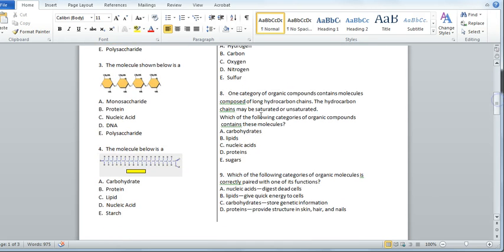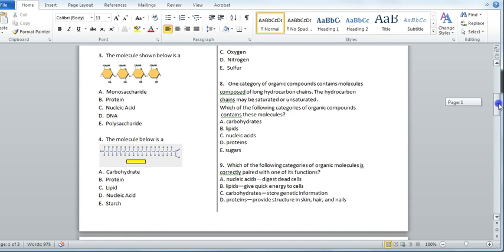Moving on. Number 3, the molecule shown below is a monosaccharide, protein, nucleic acid, DNA, or a polysaccharide. What do you think? Polysaccharide, of course, because you just saw the monosaccharide a minute ago. So this is a bunch of monosaccharides joined together, which is a polysaccharide. So it could be starch, it could be glycogen, it could be cellulose, any of those.